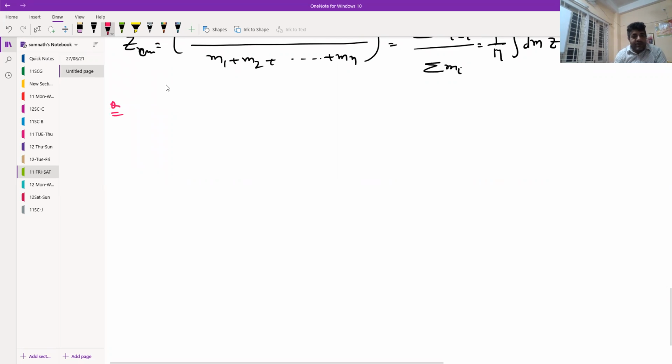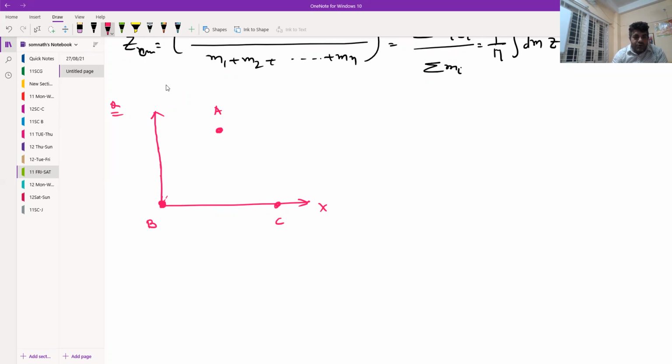The first question is that you have an xy coordinate. This is my x coordinate. This is my y coordinate. And in this xy coordinate, three particles are placed, one here, one here, one here, at three vertices, A, B, C.